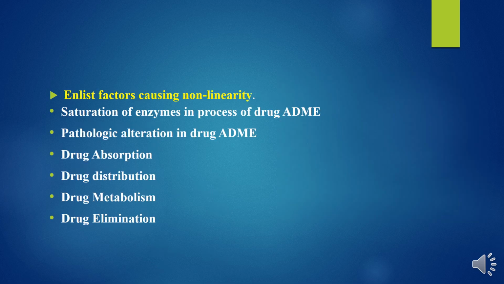Next question, enlist factors causing nonlinearity. This is a very important question. Mainly drug absorption, distribution, metabolism, and elimination are the factors. Other than that, we can mention saturation of the enzyme and pathological alteration like that. In drug absorption, we can see it in case of solubility, carrier mediated transport, and hepatic metabolism. In drug distribution, we can see non-linearity in case of saturation of binding sites as well as saturation of binding sites on plasma protein. Whereas in drug metabolism, we can see capacity limited metabolism and enzyme induction. And in case of drug excretion, it is active tubular excretion and active tubular reabsorption.